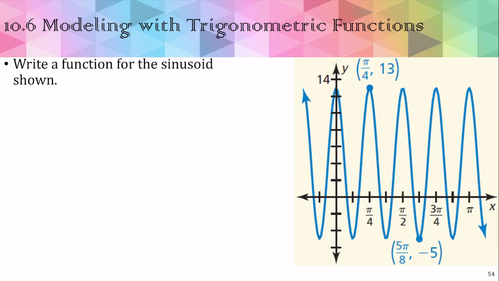All right, so write a function for the sinusoidal. This means it's a sine type function, sine or cosine. As you can see, the midline is not the x-axis this time. So maybe we should start by finding the midline. That way we could find our amplitude. So our midline is going to be halfway between the maximum and the minimum. So we'll average those. So the maximum's 13, the minimum's -5. So that's 8 over 2, or 4. So our midline is y equals 4.